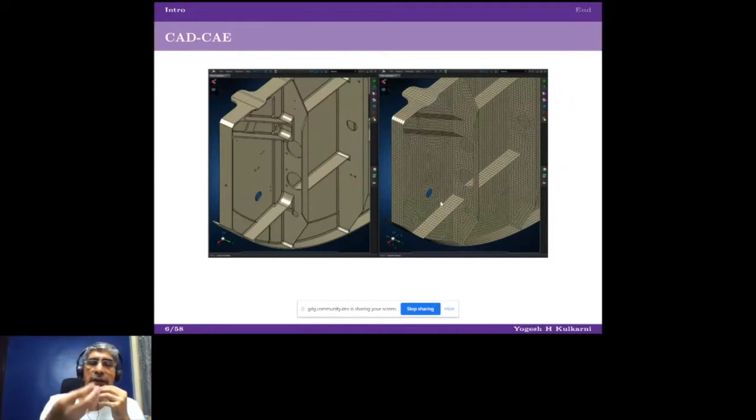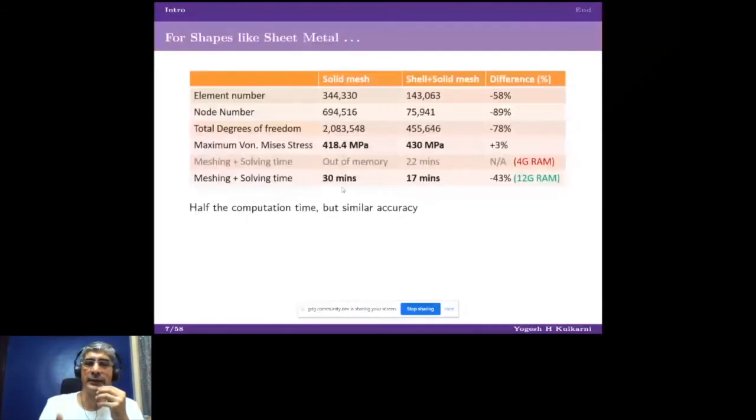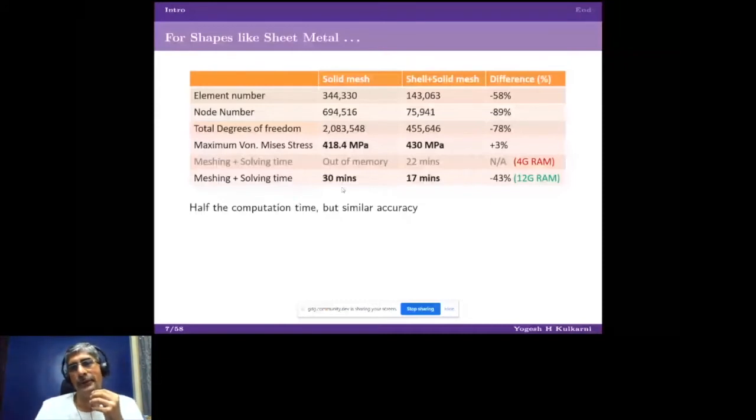If you do 3D blocks, it takes 30 minutes for these calculations, strength analysis. But in case of shell, meaning surface meshing, it takes almost half, but with very similar accuracy. So that's the advantage. So this is the problem I'm trying to solve. Given a 3D shape, how can I calculate the surface shape? Got it?